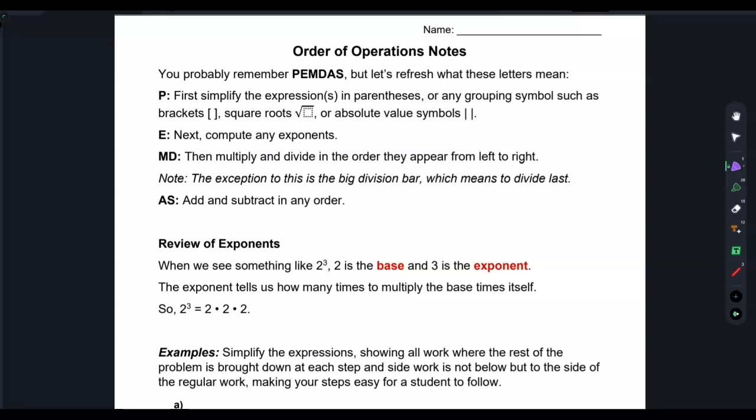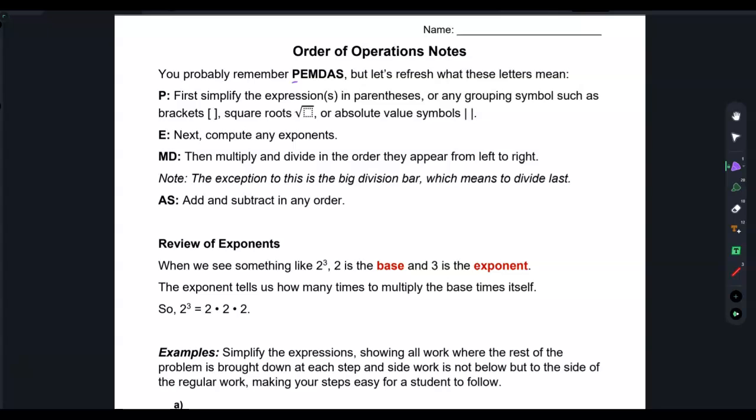Now that we know how to add, subtract, multiply, and divide with whole numbers, we're going to look at some order of operations problems where we combine all of these things. So typically when we think of order of operations, a lot of us will remember the acronym PEMDAS, where the P stands for parentheses.